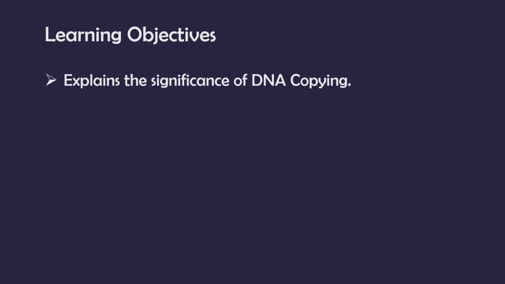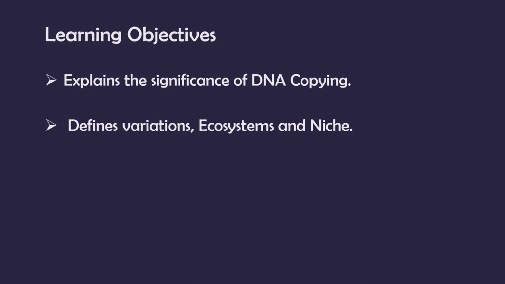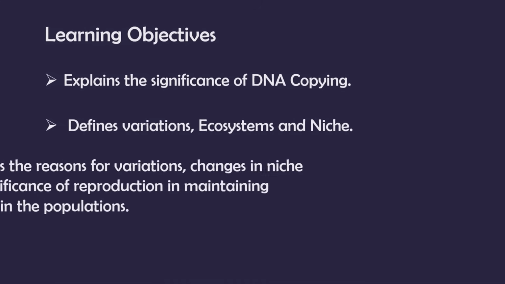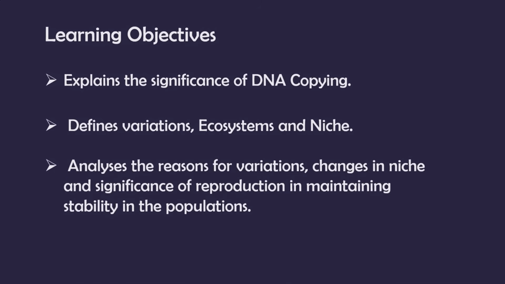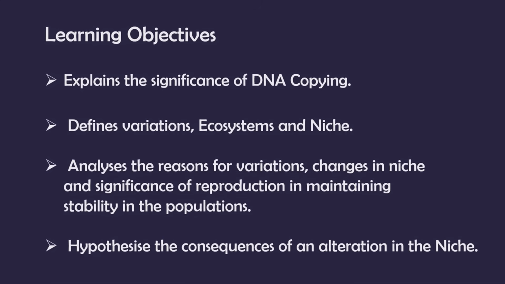The student explains the significance of DNA copying, defines variations, ecosystems, and niche, analyzes the reasons for variations, changes in niche, and the significance of reproduction in maintaining stability in populations, and hypothesizes the consequences of an alteration in the niche.